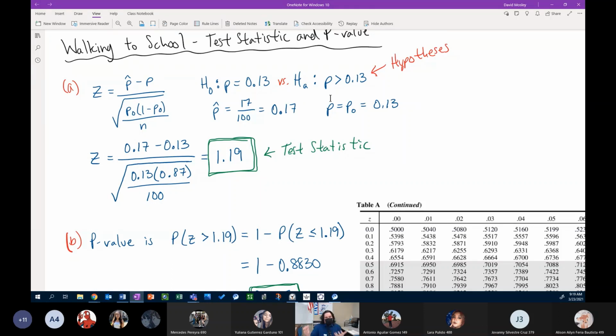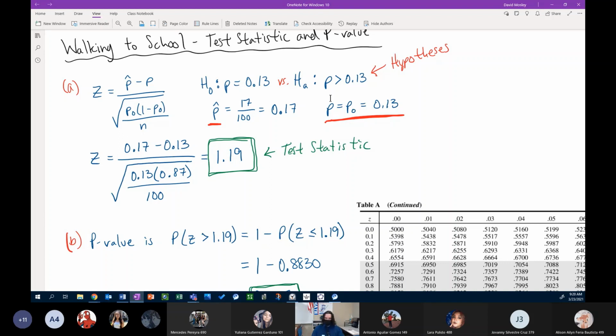That's what Deanna thinks, that there's actually more people walking to school than 13%. Another test: our sample proportion, p hat, is 17 over 100, 0.17. And p is equal to p sub 0, the null proportion from our hypothesis, 0.13. I've written this because of how the formula for the test statistic is written. So I'm going to plug in all my values. We have 0.17 minus 0.13 divided by the square root of 0.13 times 0.87 divided by 100.